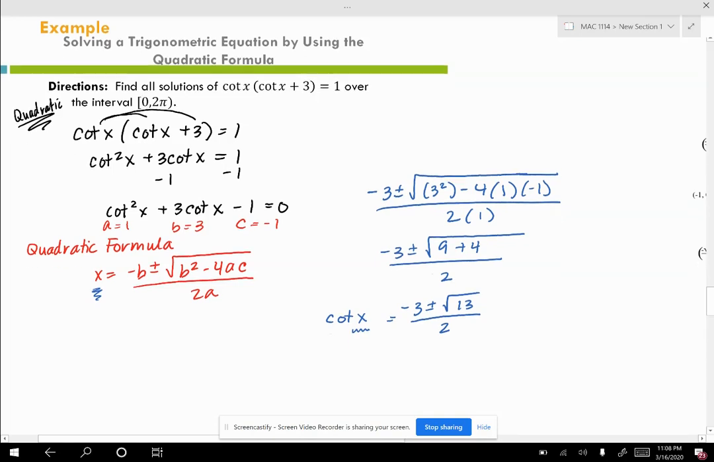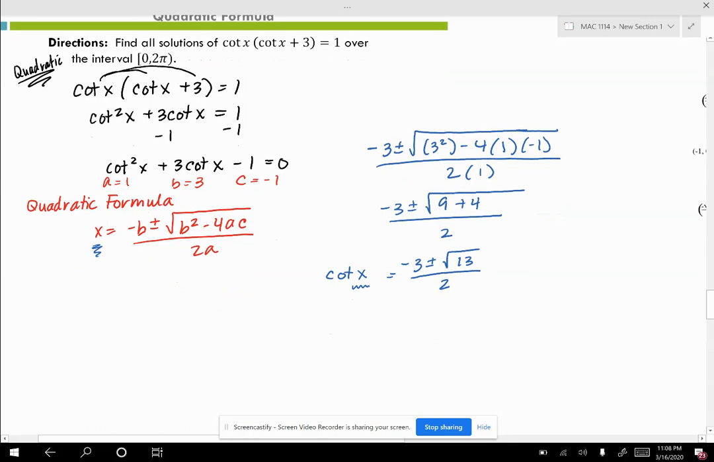So we know the only way we're going to be able to get it out is if we use the inverse function. So we have x equals inverse cotangent of this quantity, negative 3 plus or minus square root of 13 over 2. Now, that's not a standard value that's on our unit circle. So the only way that we're going to be able to figure out what that is, we're going to have to plug it into our calculator.